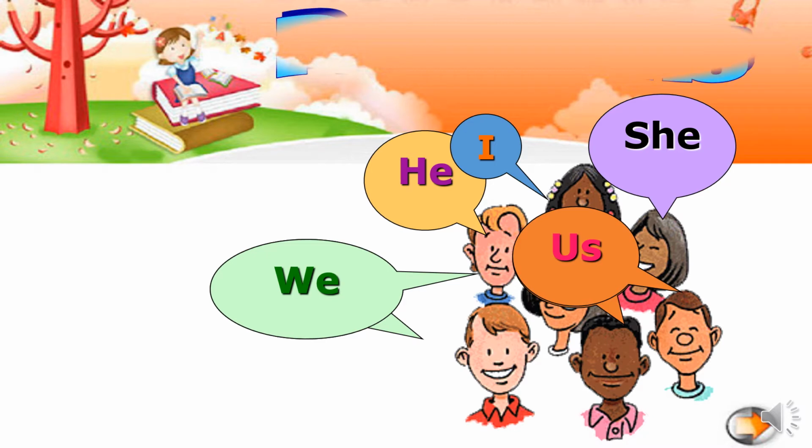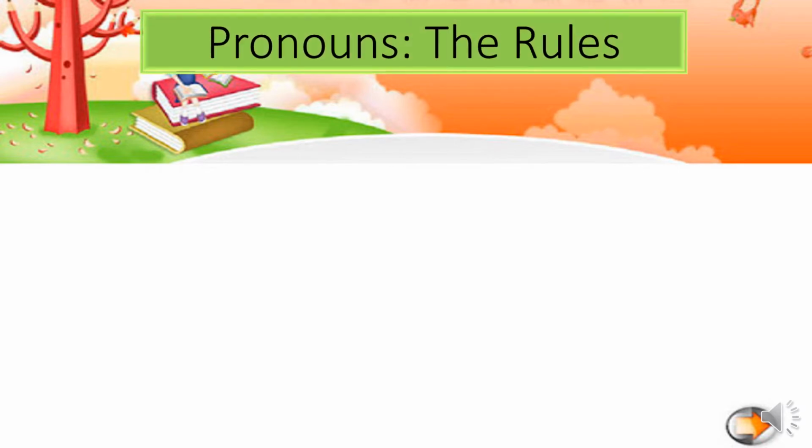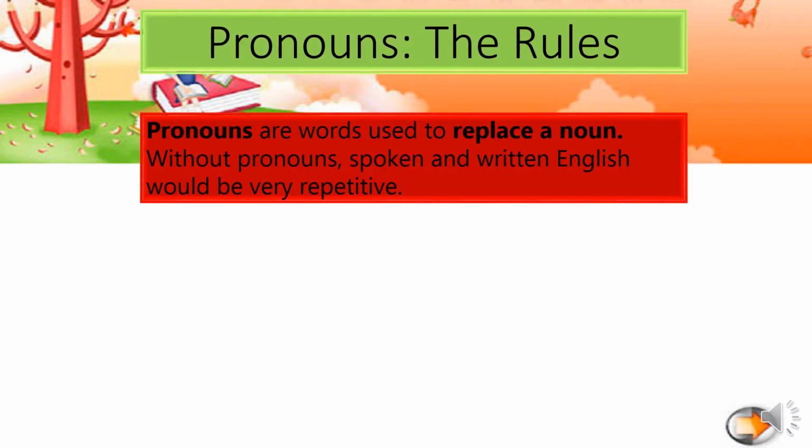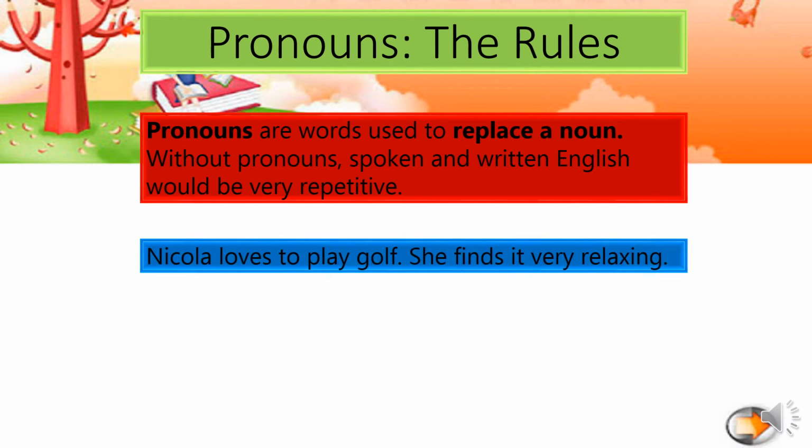Now, here we are. Pronouns, the rules. Pronouns are words used to replace a noun. Without pronouns, spoken and written English would be very repetitive. So here we can see the examples. Nicola loves to play golf. She finds it very relaxing. Nicola is the name of a girl and she loves to play golf, and she is a pronoun we used instead of Nicola, the name.